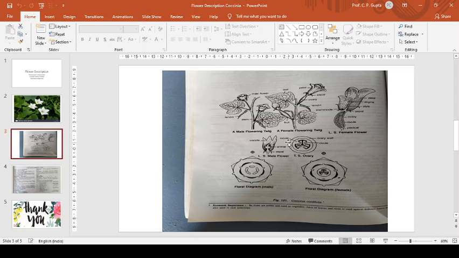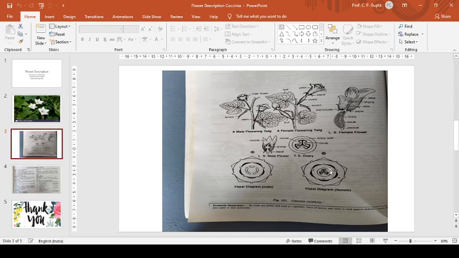Calyx same as male flower, that is 5, gamosepalous, green, valvate. And corolla same as male flower, that is petals 5, gamopetalous, white and bell-shaped, with valvate aestivation. Androecium absent here. Sometimes 3 staminodes present. These are seen in the floral diagram of female flower, 3 staminodes.